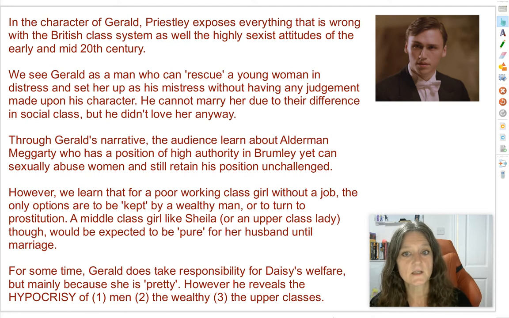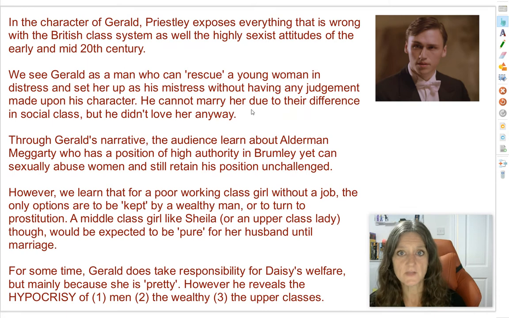He knows that he can't marry this girl that he shacked up with because they have a difference in social class. I explained it last time. If he tried to marry her, he would have been cut off from his inheritance, probably his title, by his parents. So he would have brought disgrace on the family. But he's really clear. Sheila wanted to know, the inspector wanted to know, did you love her? He didn't love her anyway.